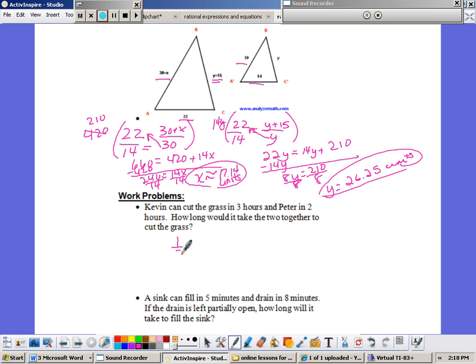Well, Kevin can do 1/3 of the job in 1 hour, and Peter can do 1/2 of the job because it takes him 2 hours. Together, I have no idea how long they take, but we have one job to do.